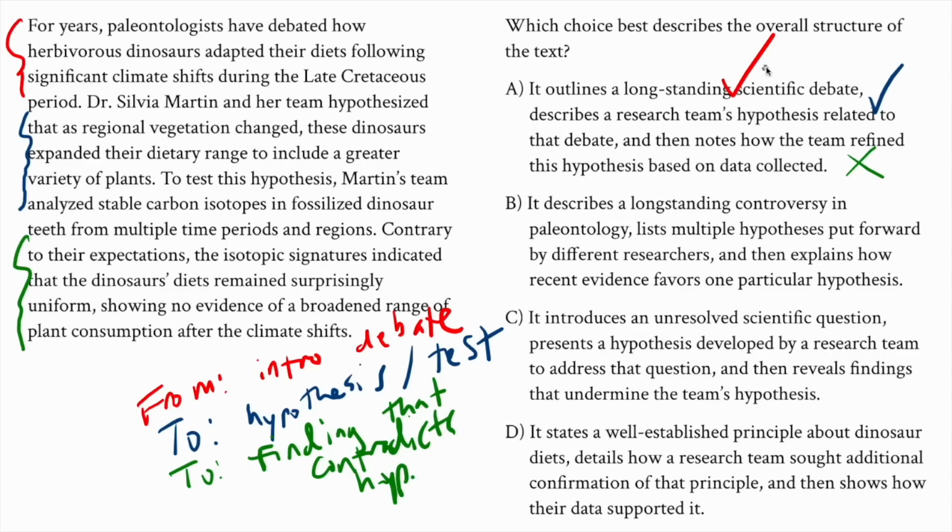And so once again, we have an answer choice that is 2/3 correct, but we need it to be 3/3 correct, and so A is not going to be correct.